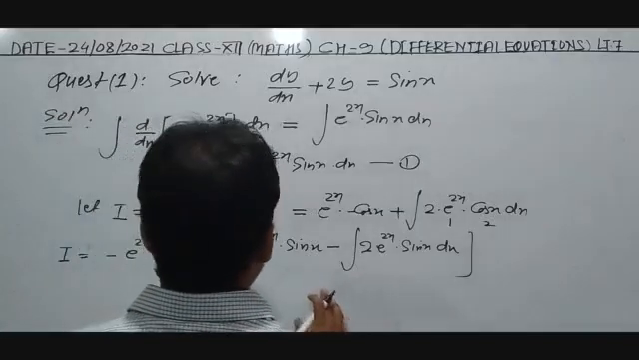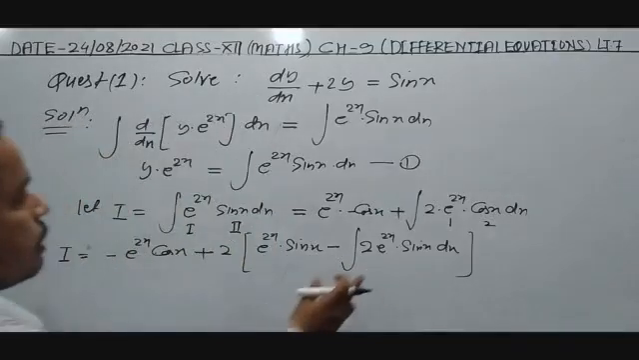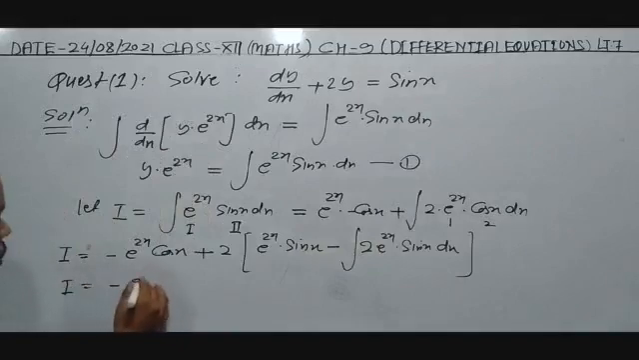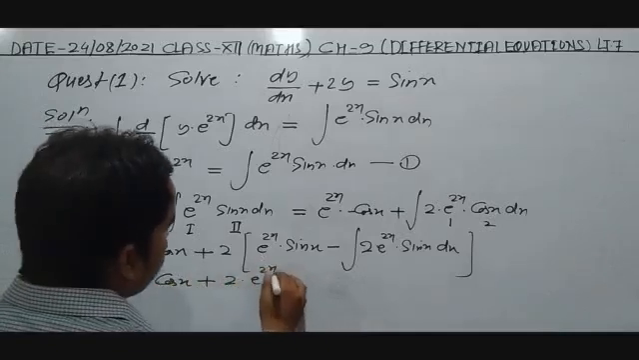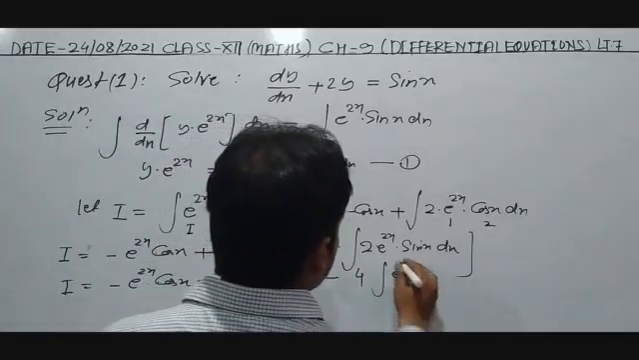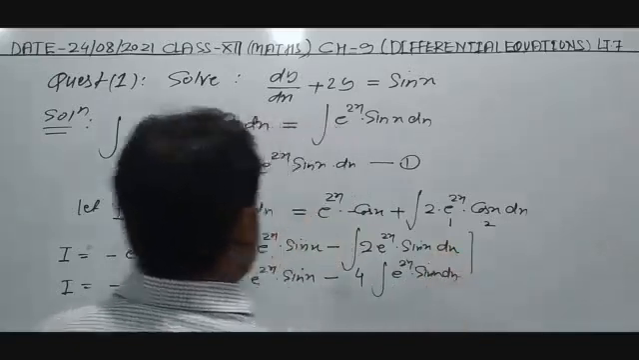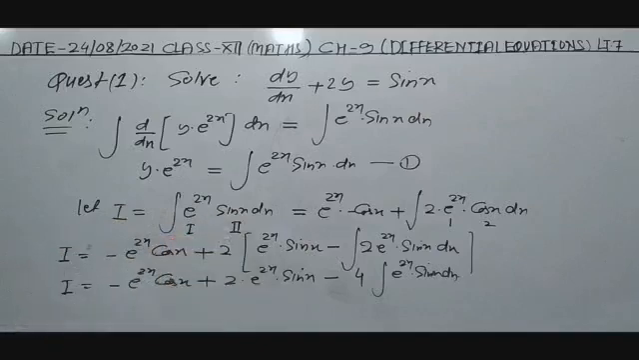Now you can see when you multiply 2, the result is minus 4I. So I is equal to minus e to the power 2x cos x plus 2 times e to the power 2x sin x minus 4 times the integration of e to the power 2x sin x dx. Now you know this is the value of I because we have considered I equal to this. So I and minus 4I and plus I, the result will be 5I.